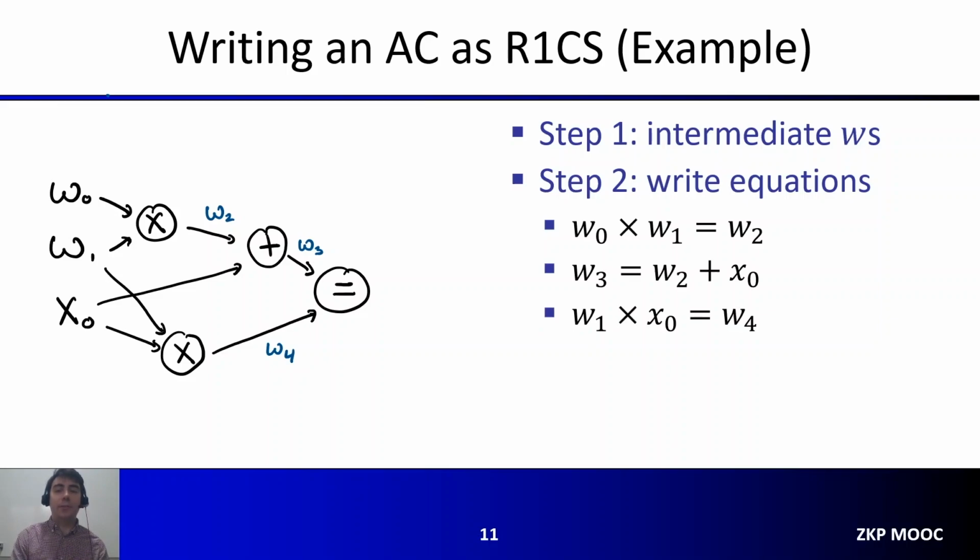W1 times X0 is equal to W4. And then our final gate is this equality constraint, this equals. And we can just write that down. W3 equals W4. And once again, this is a rank 1 constraint because the beta linear combination is 1, just like it was for our addition gate. Okay, so this is a nice example. The algorithm that we've shown by example here generalizes immediately to any arithmetic circuit, and it produces 1 constraint per gate.